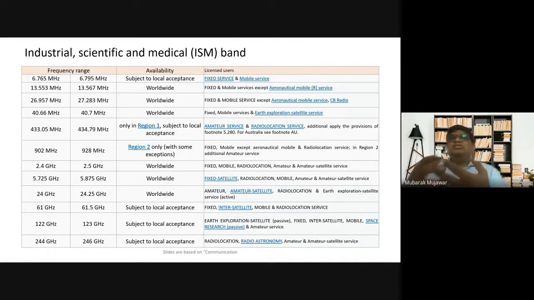Okay, so all these frequency ranges are actually used for different applications and we call them the ISM band. So it is the industrial, scientific and medical band. And that frequency is used for different applications.